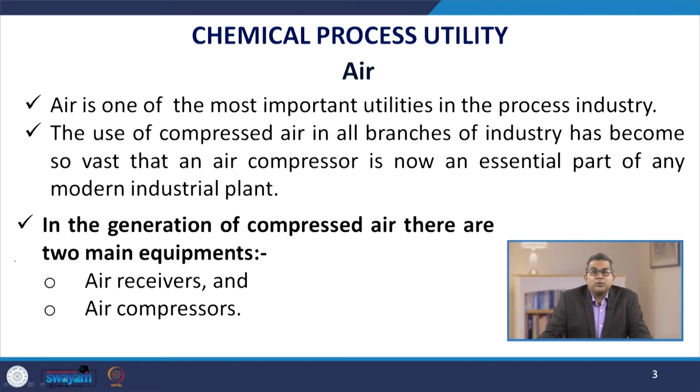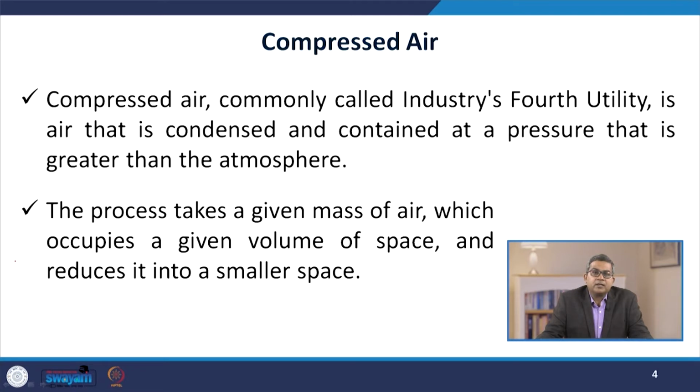First and foremost, the important thing is economics. Air is available in abundance. You are surrounded by air. So the air supply is very much available for all parts of the chemical industry. Moreover, air is very versatile. Based on these aspects, there are two major pieces of equipment used in compressed air systems. One is the air receiver and the second one is the air compressor.